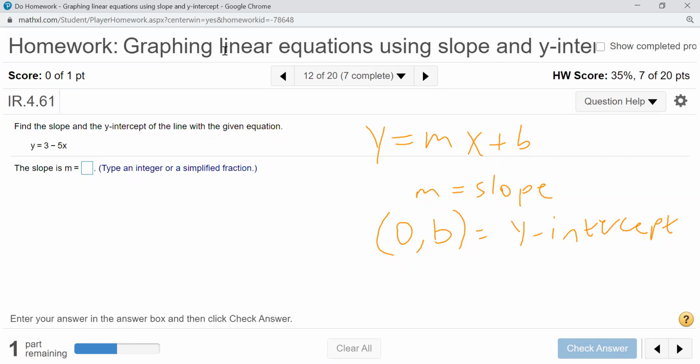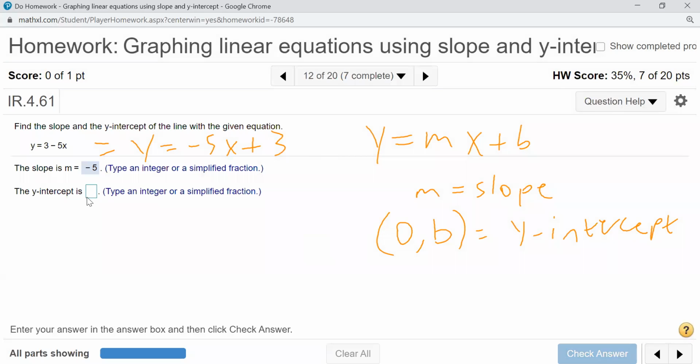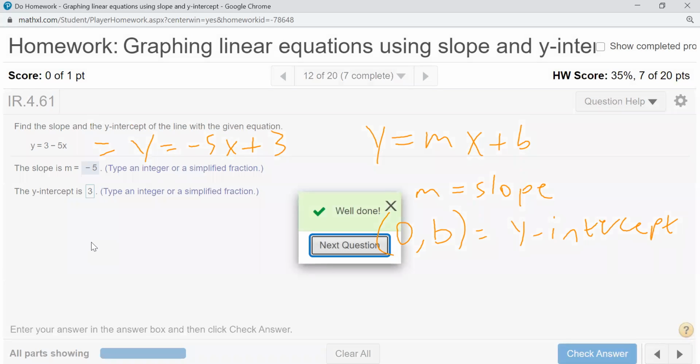Don't let this one fool you. It's got to be in y equals mx plus b form. M is still the value in front of the x. B is the other value. So this can be rewritten as y equals negative 5x plus 3. And it's otherwise the exact same thing. So the slope is negative 5. The y-intercept is 3. So they tried to deceive you.